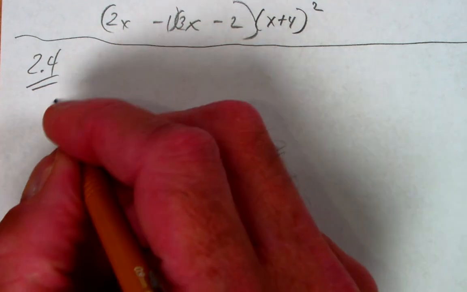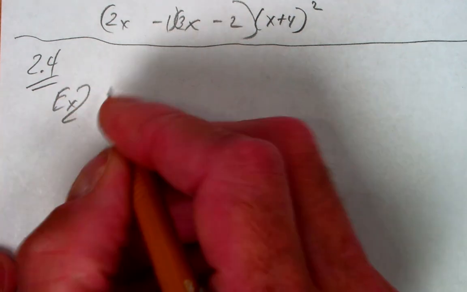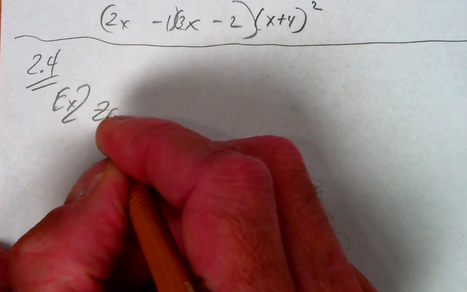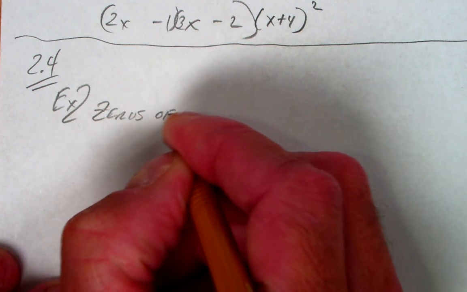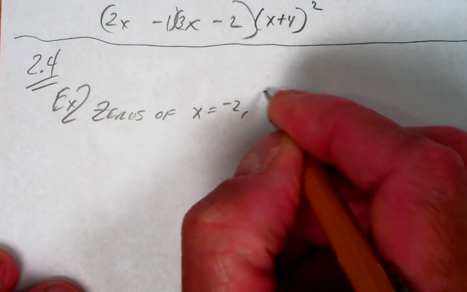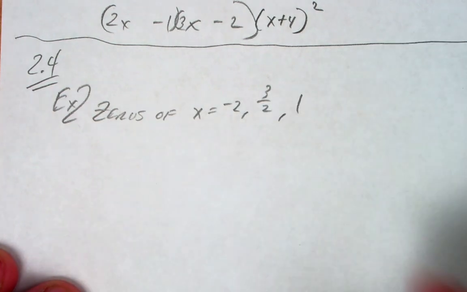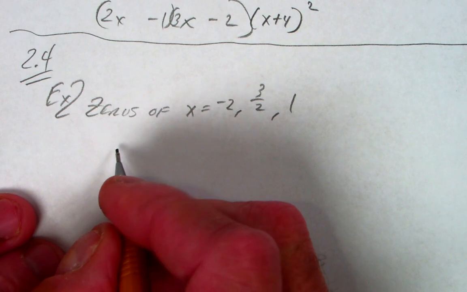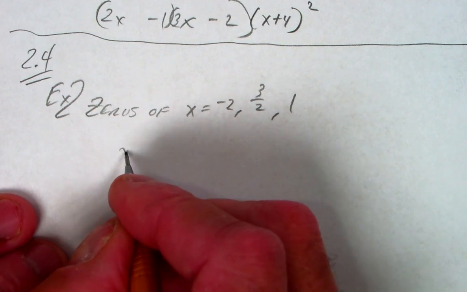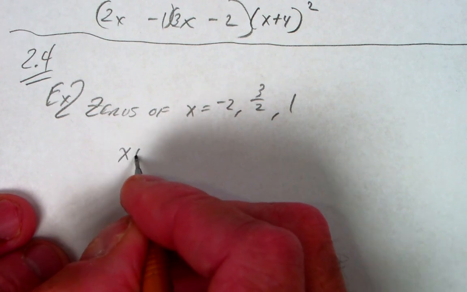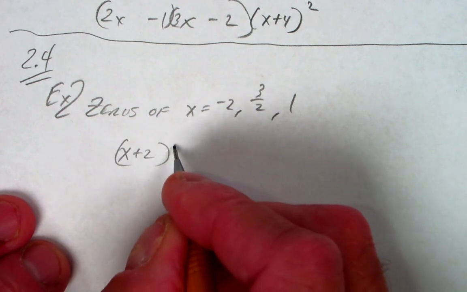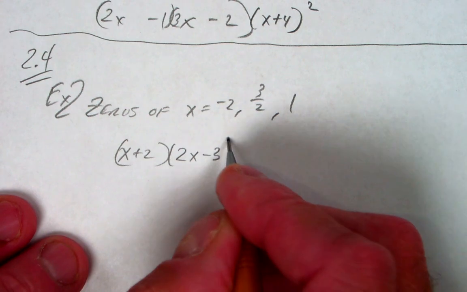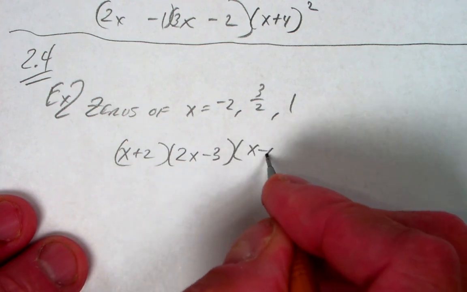Okay? So let's say, for example, if I want something that has zeros of x equals negative 2, 3/2, and 1, could you guys write an equation? Yes. What do I do? F of x equals a times x plus 2. Okay, good. What else? 2x minus 3 and x minus 1.